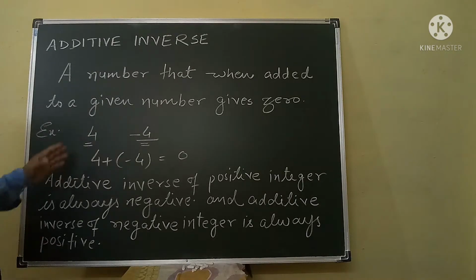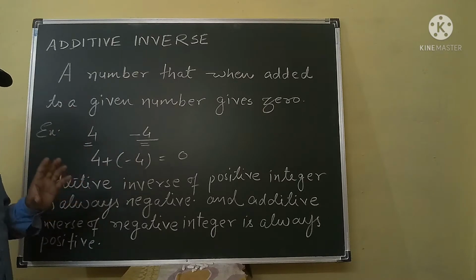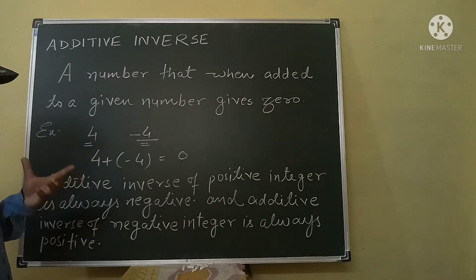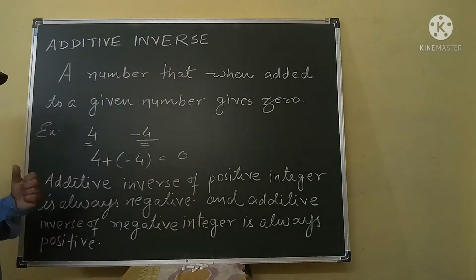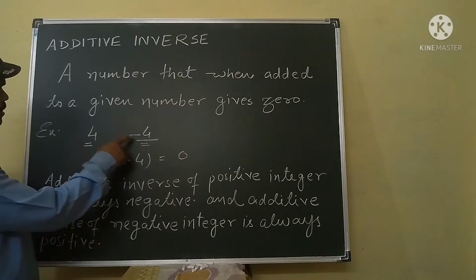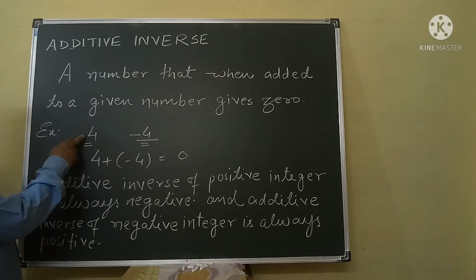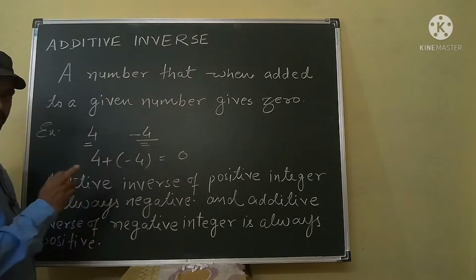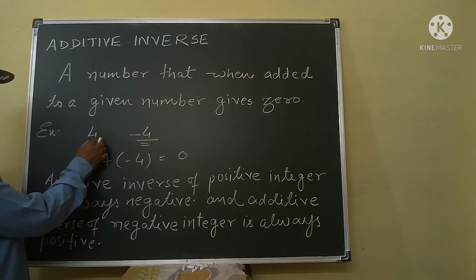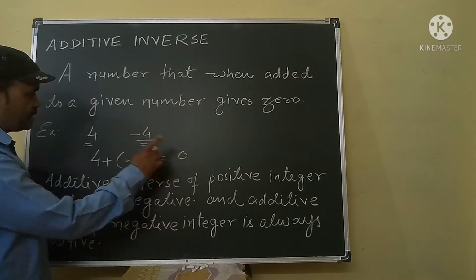This is 4. I have one question. Which number will you add to 4 to get 0? First, what will you do? You will take out the additive inverse. Additive inverse of a positive integer is always negative, as you are looking. Additive inverse of 4 is minus 4. When we add these two integers, we will get 0.